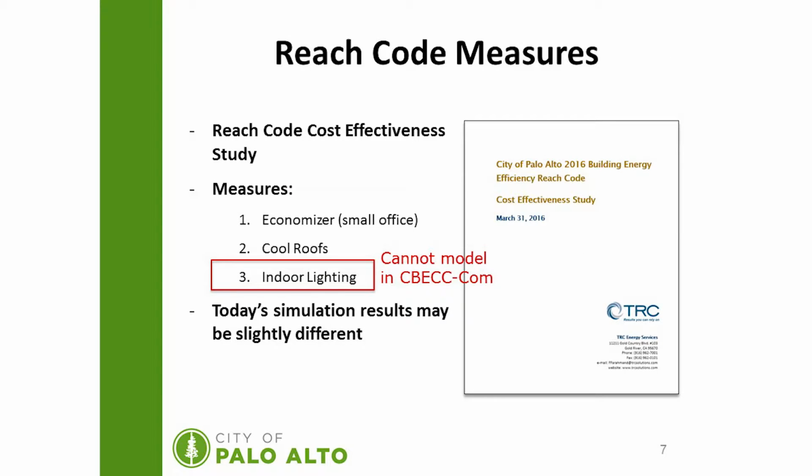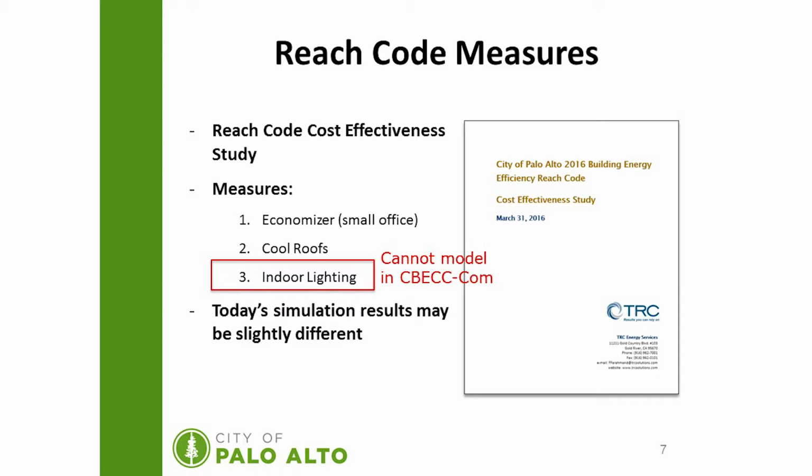Today I'll be going over the non-residential measures that we looked at in the REACH Code cost effectiveness study. We used these measures after looking at various measures and determined that these were both technically feasible and cost effective. The non-residential measures we're looking at are economizers for the small office building, cool roofs, and various indoor lighting measures. I'll go into a brief explanation for each and show you how to model those in the compliance software.